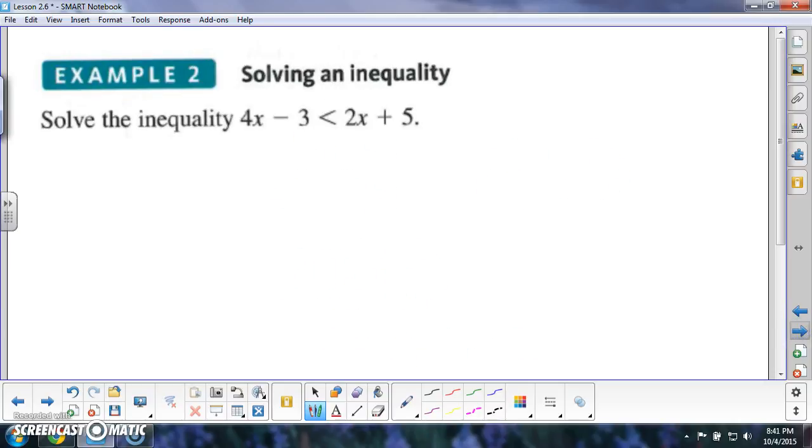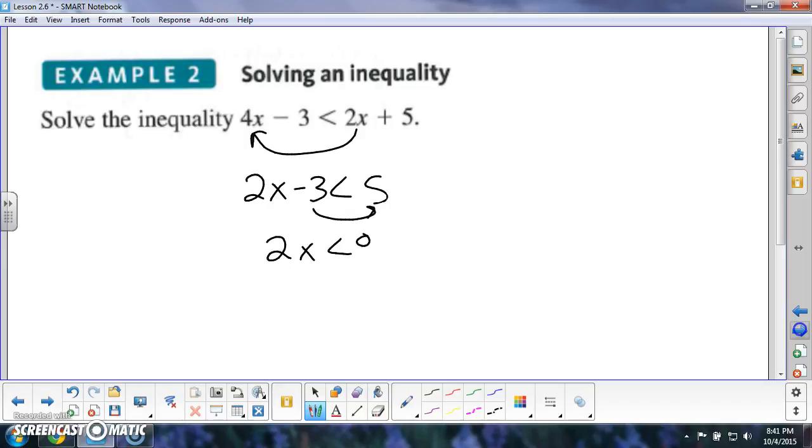Another simple linear inequality. This time we got to combine like terms. I want to move the 2x to the left by subtracting. Move the -3 to the right by adding it. Divide by 2. We do not switch the symbol. We get x less than 4.